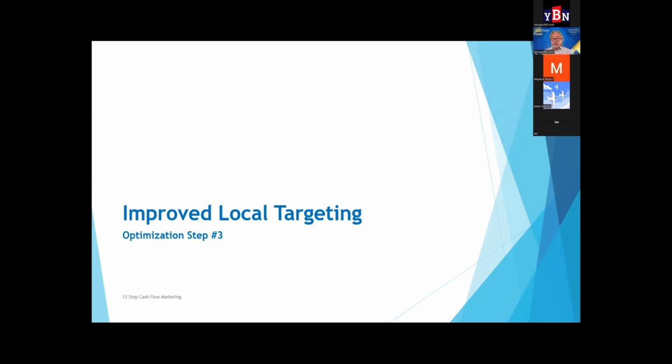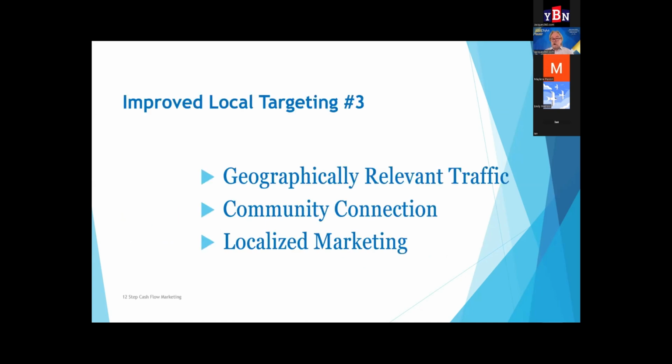Step number 3, improve your local targeting. I'm going to share an example of what I mean. Let's say that you are in a Jewish community, and you have a Jewish retail store. You want to make sure that the content you are posting on your Google Business profile, your website, and your social media is about products or services that serve the Jewish community.